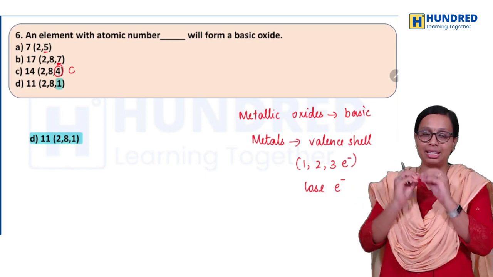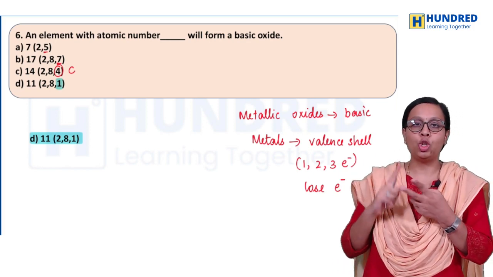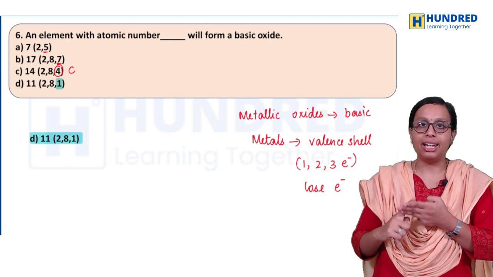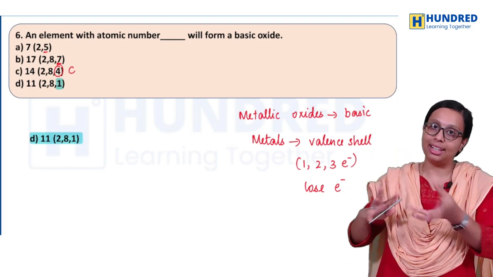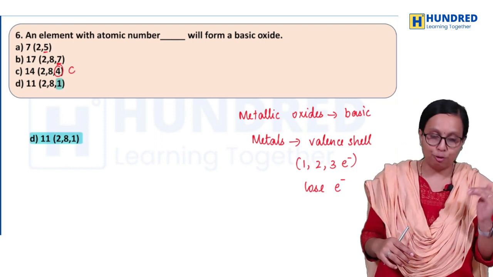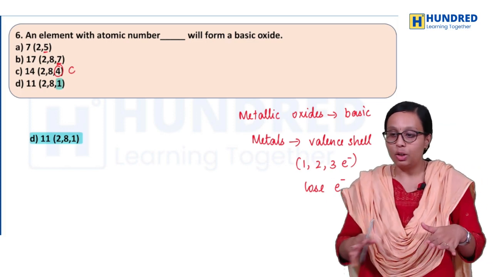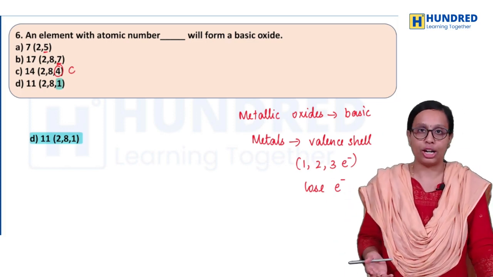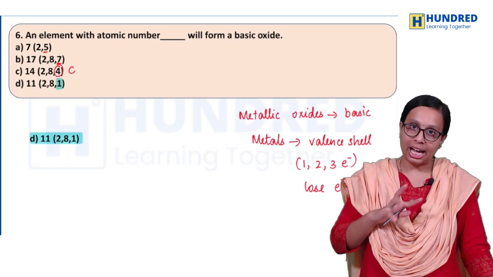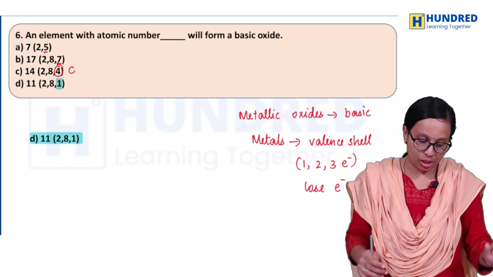So remember the simple trick here: metals generally have 1, 2 or 3 electrons in the valence shell. They'll lose the electrons and become stable. So you can use this method to find. Otherwise, 4 electrons means they won't gain or lose electrons; they are only going to share the electrons and try to become stable. If there is sharing of electrons, there won't be conductivity, so it will not be a metal. So option C is ruled out.